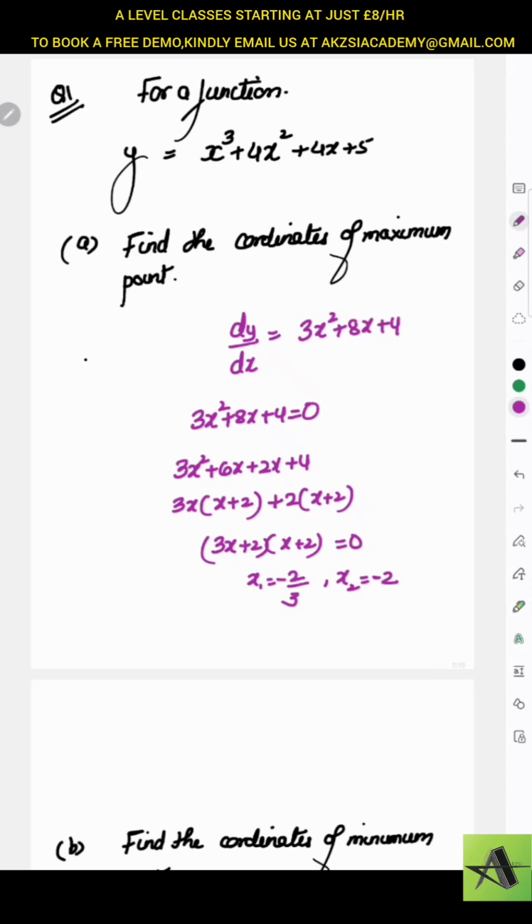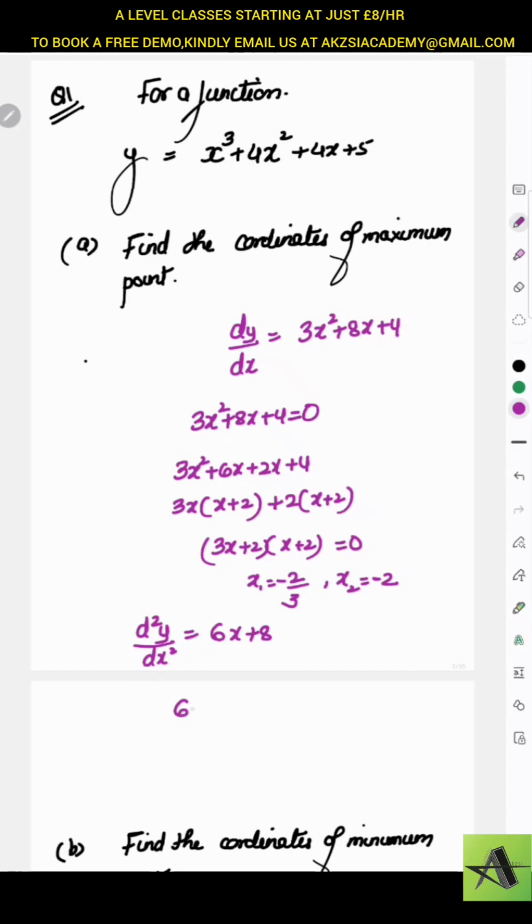I have to think about which point will give me the maximum or minimum. If you get 1 point and it's mentioned to find the maximum point, it's very easy. But if you get 2 or more points, what you have to do is double differentiate it to know whether this point is going to give you a maxima or minima. So when I double differentiate it, it will give me 6x plus 8. I need to substitute each of them to know which point is giving me maxima and which point is giving me minima. So let me substitute here 6 times -2/3 plus 8.